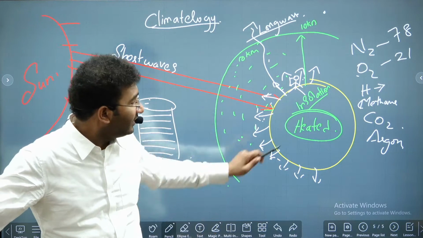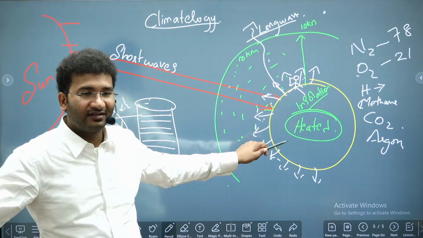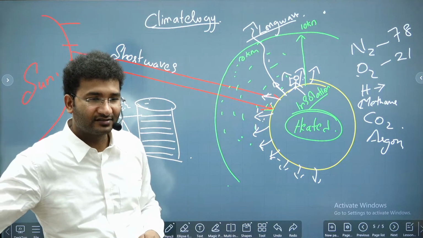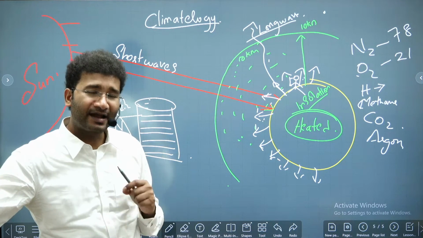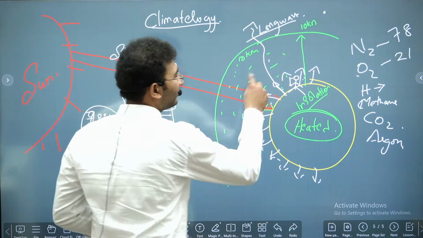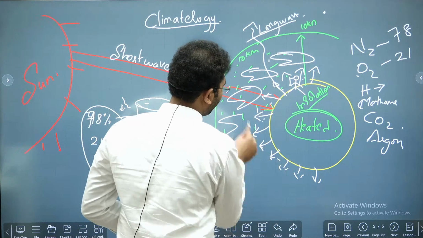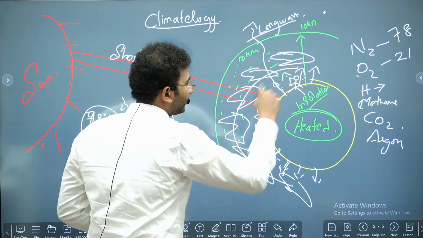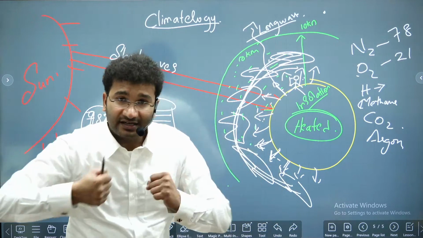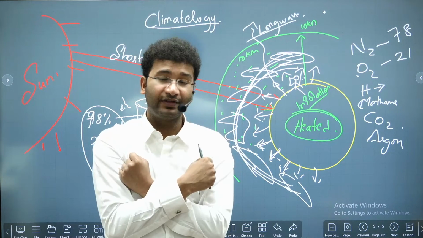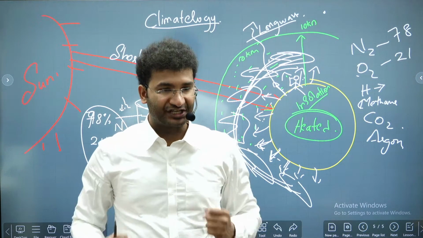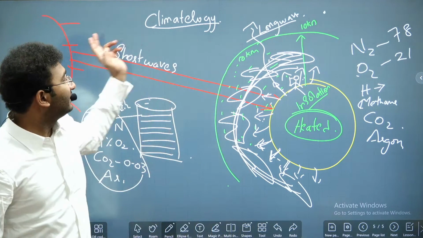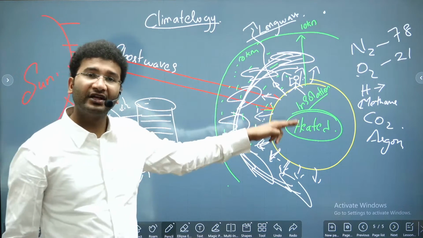It is actually the heat generated from the earth. This heat will be trapped by the greenhouse gases. If you increase the greenhouse gas concentration here, the outgoing radiation will be trapped. These gases take that heat and bind it, and make you feel suffocated, or make you feel so much heat, right?